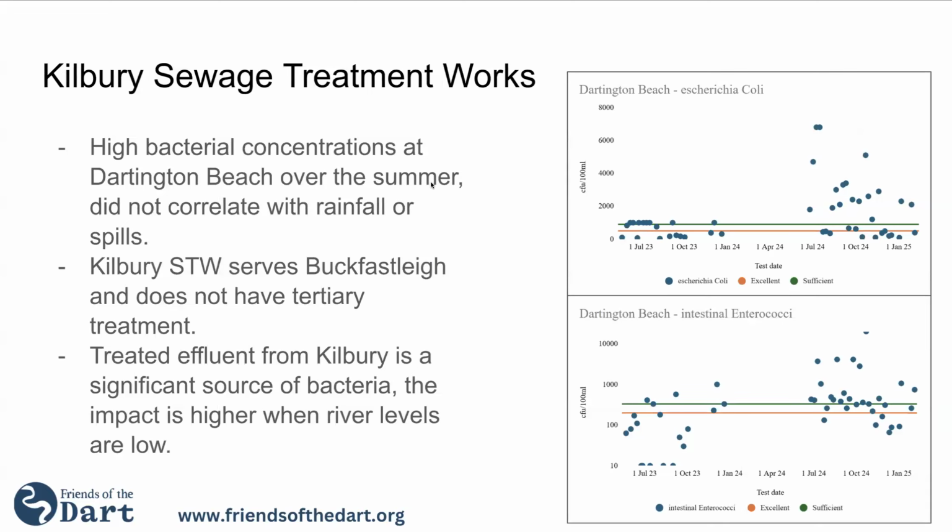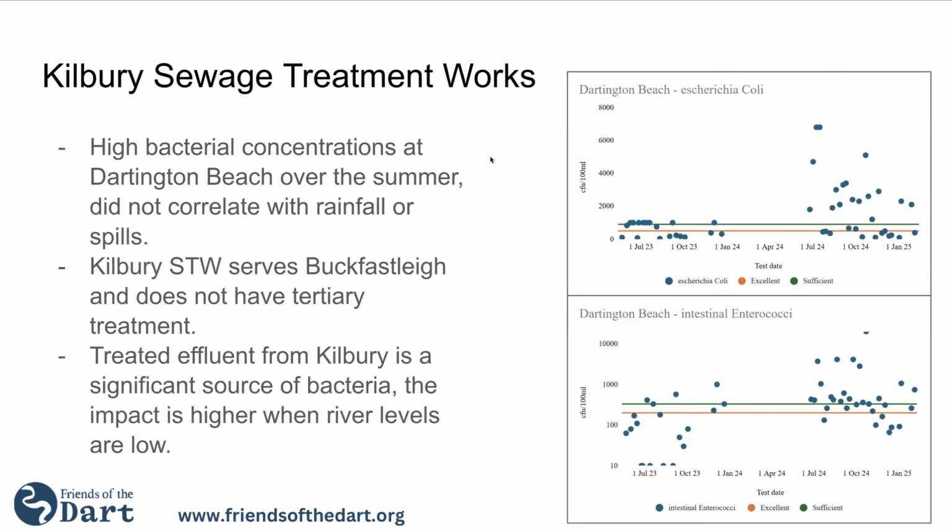So coming back to pollution at Dartington, we were getting really high levels of bacteria concentrations, and this didn't really seem to make sense to us because it didn't correlate with rainfall. It didn't really correlate with sewage spills. And there were no obvious sources within the area that we could spot that could be causing this. So we started to think about what might be causing these levels of pollution at the site.